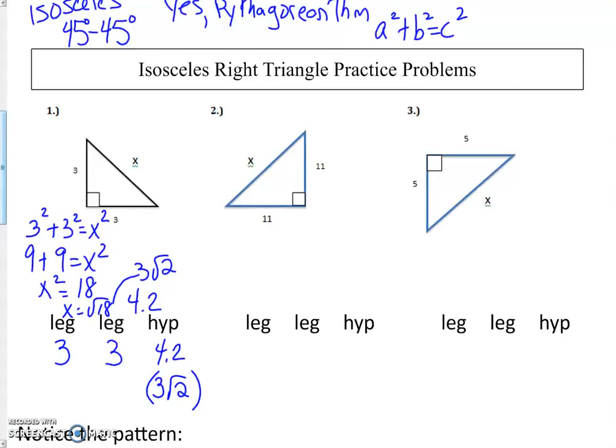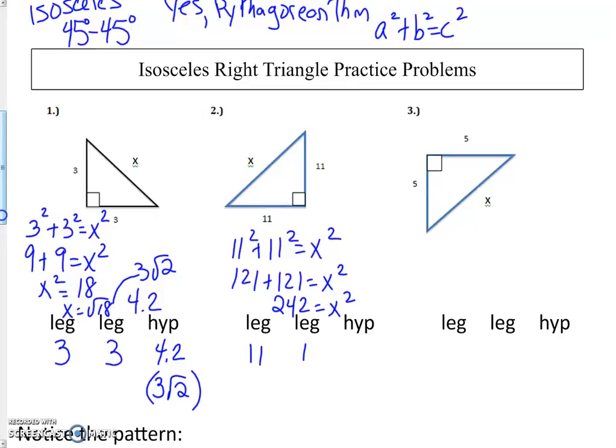All right, looking at the next one, number 2. My 2 sides are 11. So 11 squared plus 11 squared equals x squared. Doing the math with that, I have 242 equals x squared. And so my legs are both 11, and my hypotenuse is 15.6, also known as 11 square root of 2.